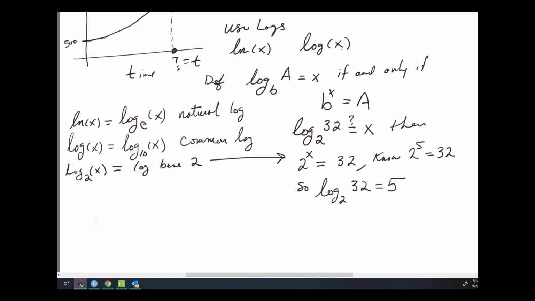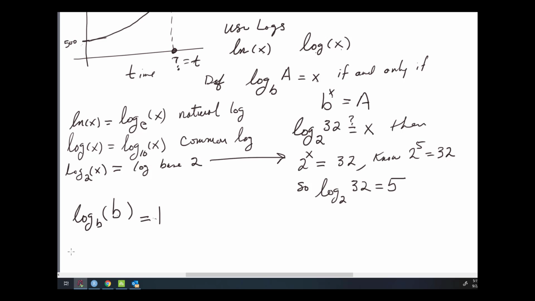Now, read your book and ask me questions, but this definition of the log gives me a property that's very useful for solving this equation about when the deer population hit 600. The first thing to know is that log base b, any appropriate base, of the base is equal to 1. Because what is the log base b of b? It's the exponent I have to put on b to make b. So log base b of b is just equal to 1.